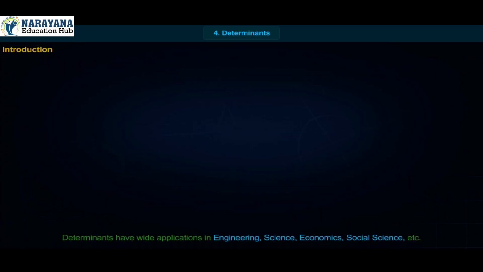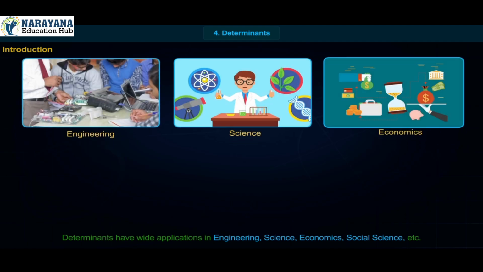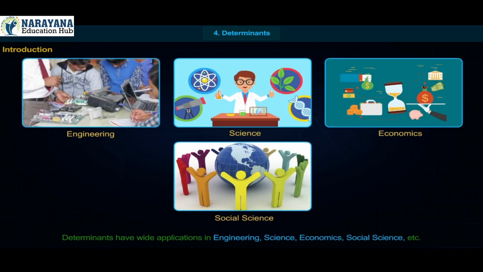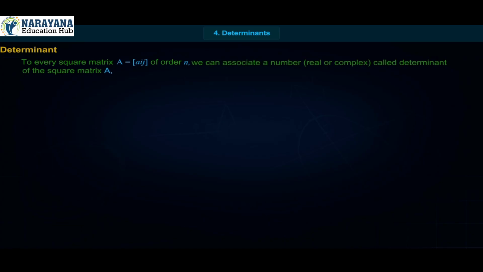Determinants have wide applications in engineering, science, economics, social science, etc. Determinant. To every square matrix A = [aij] of order n, we can associate a number, real or complex, called the determinant of the square matrix A, where aij is the (i,j)th element of A.